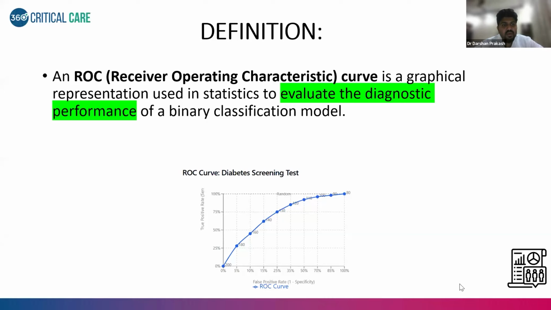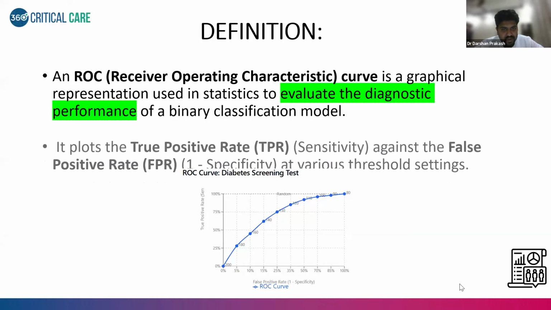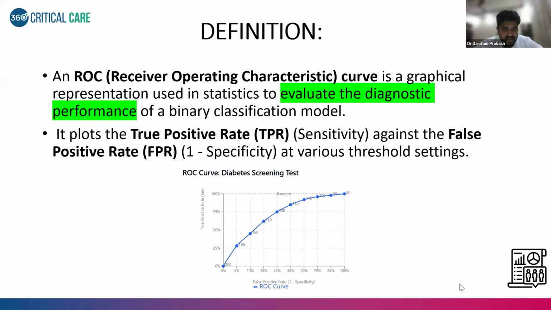Okay. So it plots the true positive rate, or the sensitivity, on the y-axis as compared to the false positive rate, that is 1 minus specificity, on the x-axis. So in this graph here, you can see the y-axis showing the true positive rate and the x-axis showing the false positive rate. Okay. So coming to the basics again.